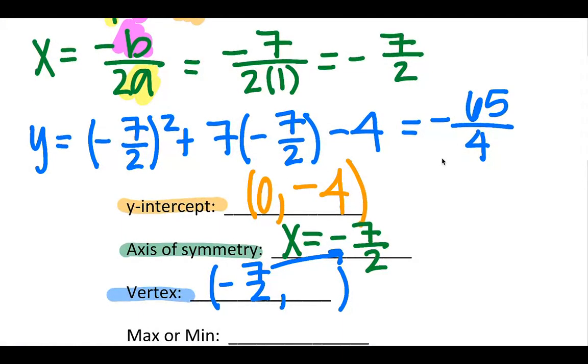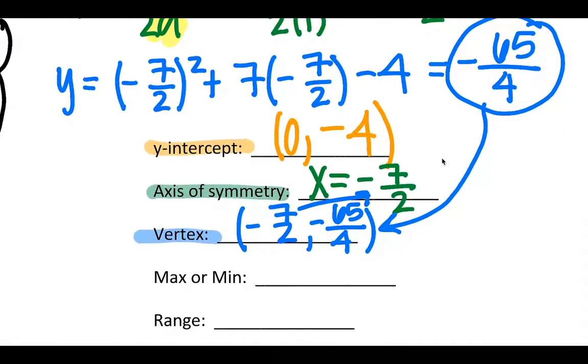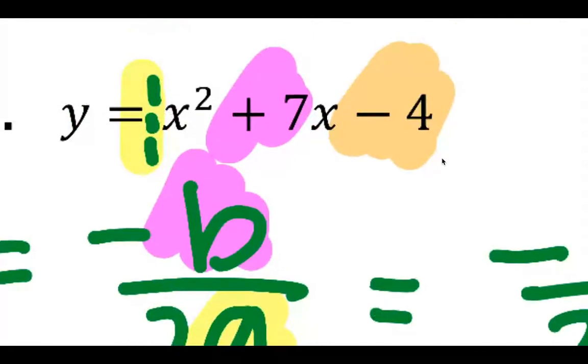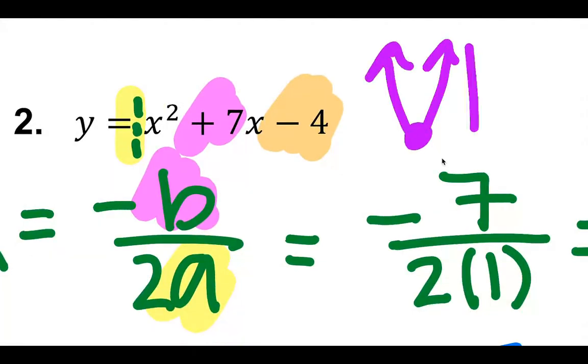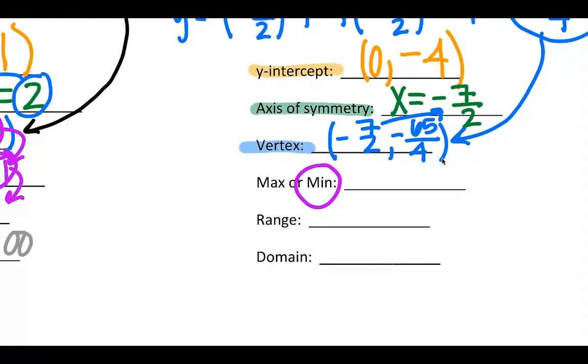So I'm using this right here to go here. So that's my vertex. Then I look to see if it's a max or a min. If I look at my A term, remember the A term is positive, so this would be facing upward. So that means it is a minimum at y equals whatever this term is, which is negative 65 over 4.